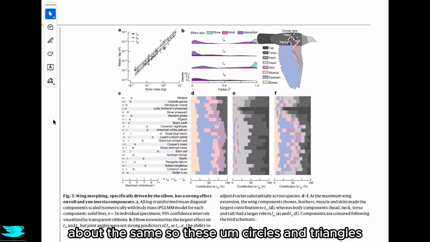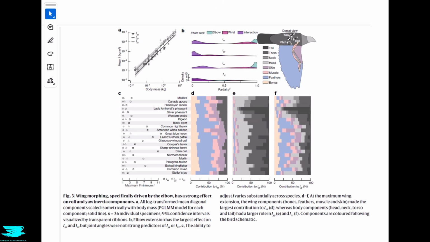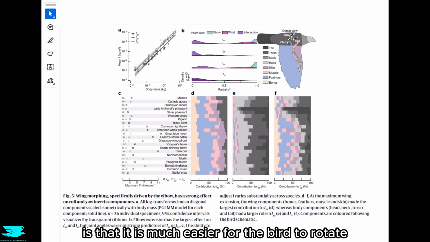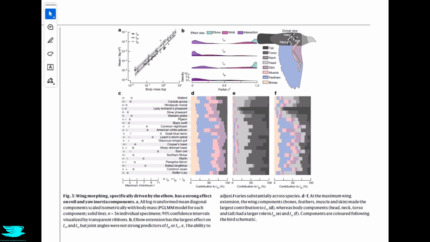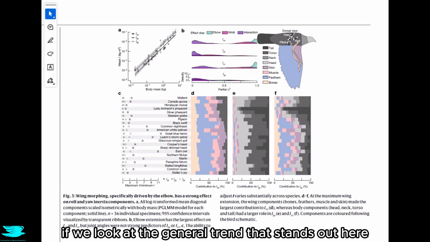Here, 2 directions have about the same moments of inertia, so these circles and triangles. What that means is that it is much easier for the bird to rotate in those 2 directions that have smaller second moments of inertia than that larger one.